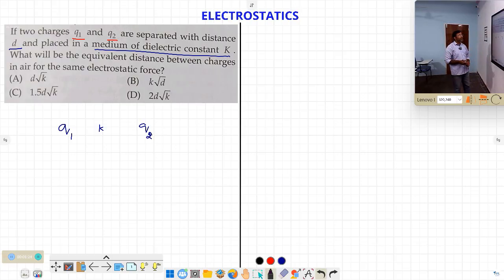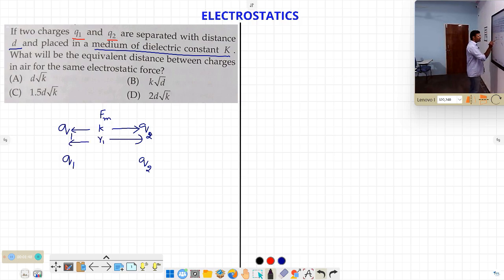Now, what is the equivalent distance between the charges in air for the same electrostatic force? That means whenever I take the two charges, there is an electrostatic force of repulsion between them, and I am taking this force in the medium as Fm. Now, for the same charges Q1, Q2, the distance may be different. The initial distance is R1, and the second distance I am taking as R2. So we have to keep the two charges at a particular separation in air. Air is the medium here, and in this case the force of repulsion between them is equal to Fa.